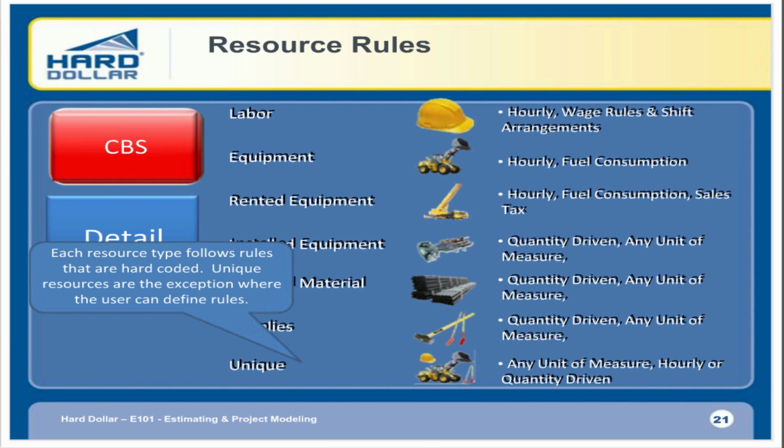For labor, equipment, and rented equipment, the cost driver is duration. So the cost is driven by how long the labor or equipment resource is utilized. For installed equipment, installed material, and supplies, the cost driver is quantity. Therefore, the cost is dictated by how much of the resource is utilized. Uniques can have cost drivers that are either hourly or quantity driven. With regards to the units of measure, labor, equipment, and rented equipment use hours as a unit of measure. Installed equipment, installed material, supplies, and unique resources can utilize any unit of measure.